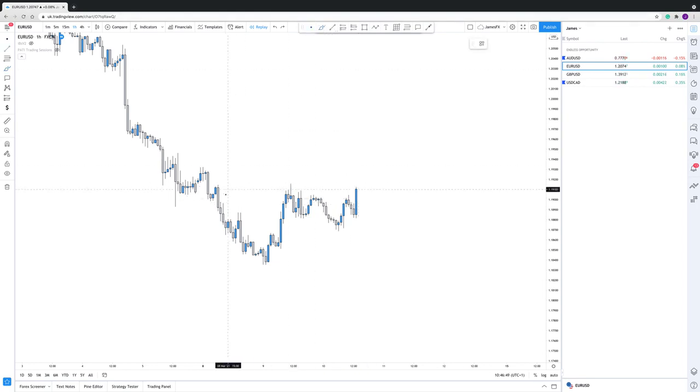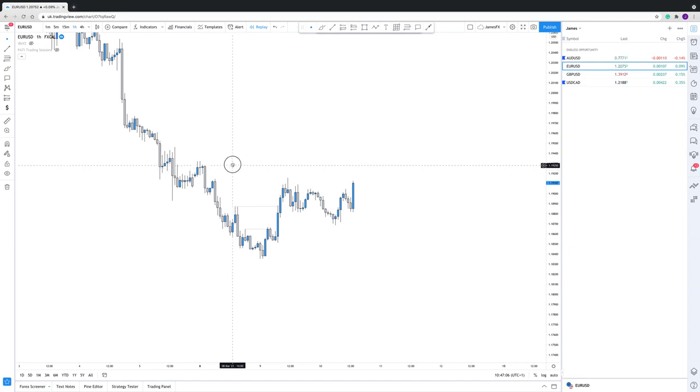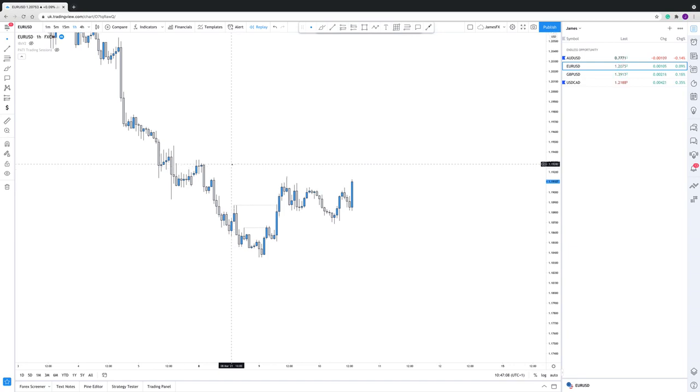So once we broke structure, we broke structure here. So this lower high, we broke, we then pulled back, and we broke this lower high as well. So we're now seeing that change in momentum. So we want to be looking for, you know, potential longs.